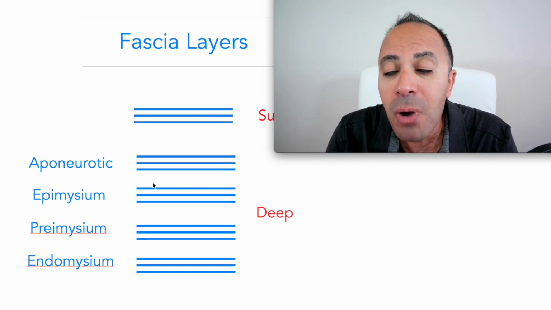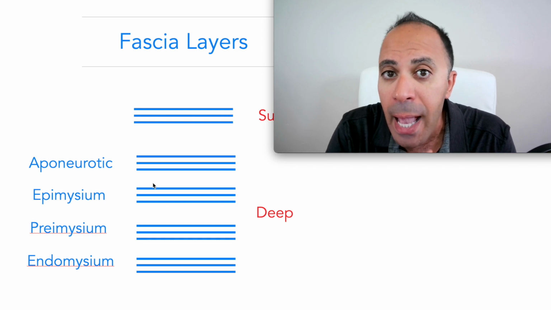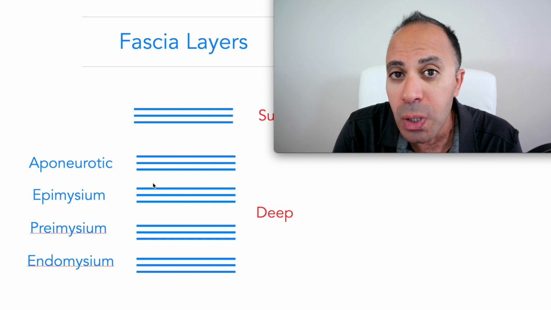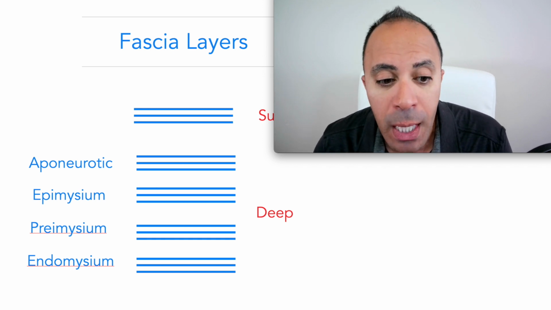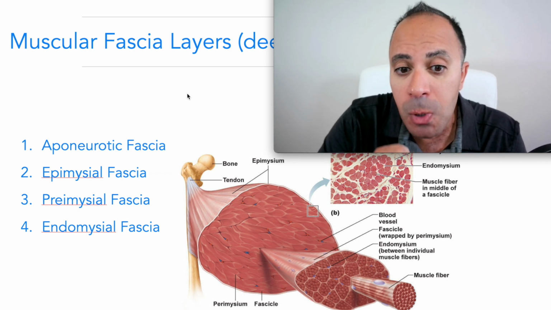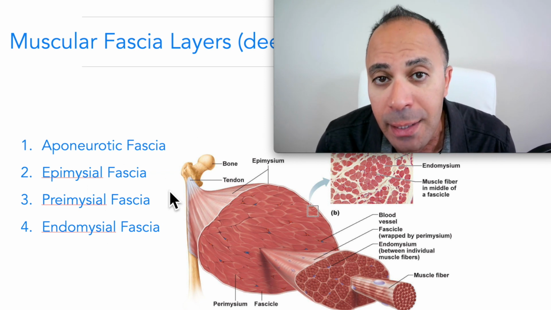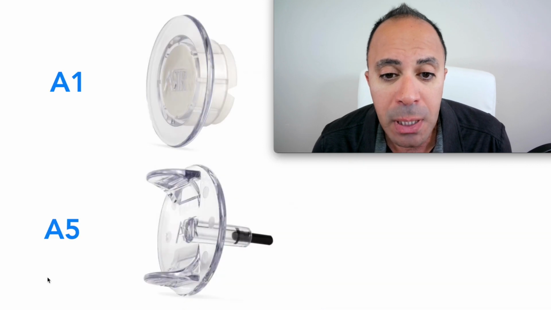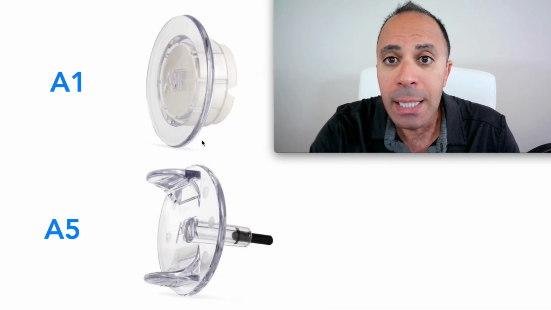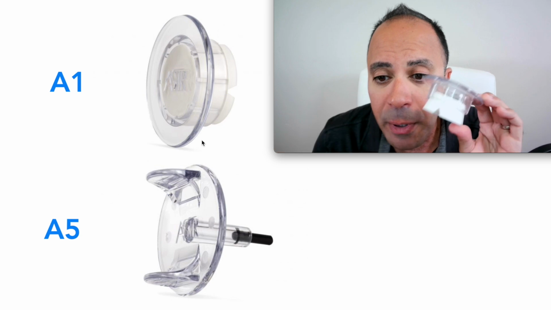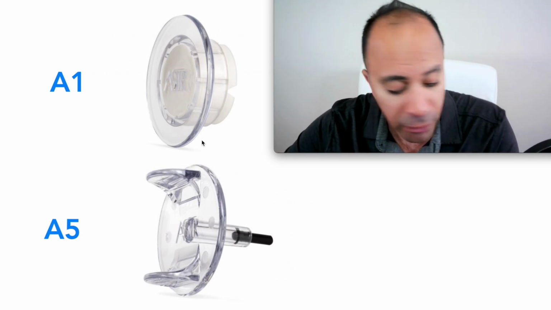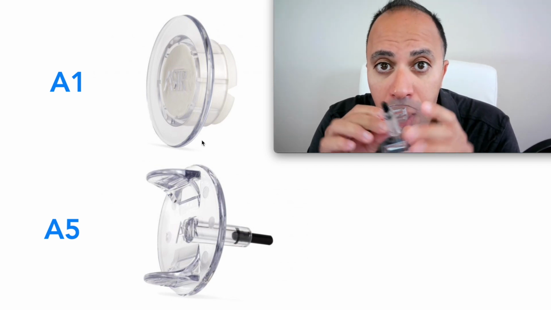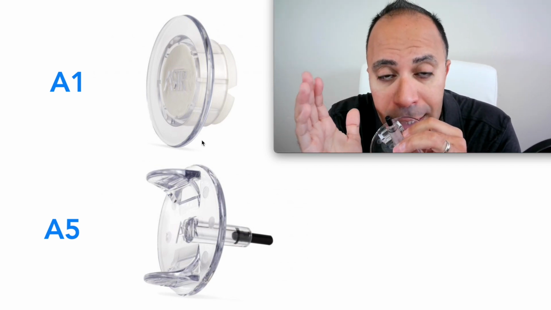That shows you how complex the system is, and you cannot pick and choose one layer and leave the other layers unreleased. That's not a complete treatment. That's why it's impossible with the hand to reach all these layers and release them. So what I personally do is use the A1 to release the superficial and the aponeurotic fascia, and I use the A5 to work deep to release the epimysium, perimysium, and endomysium.